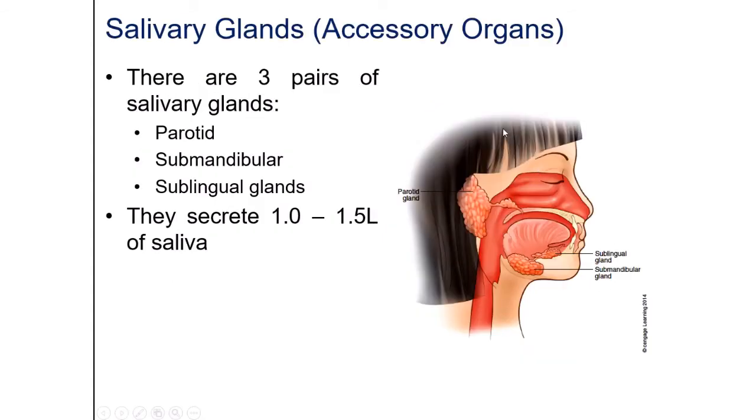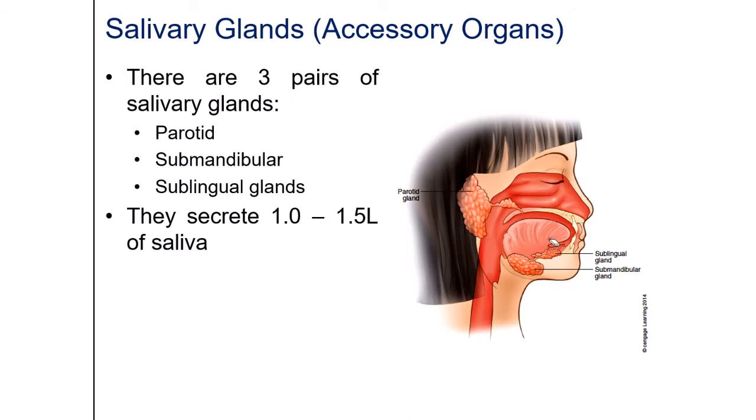So the mouth is connected to 3 pairs of salivary glands. We have the parotid salivary glands, which are located next to your ear. That's the one that you can kind of feel when you imagine something sour. So if you think about sour lemonade right now, you might start salivating, and you can feel it coming out from your parotid salivary gland.